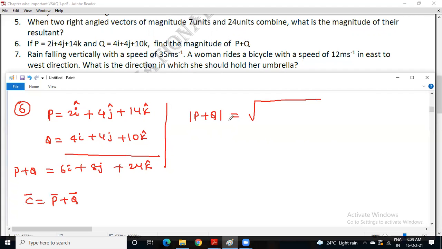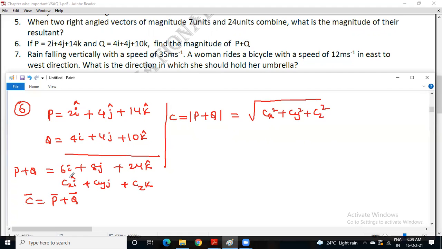So how to find out its magnitude means you have to write Cx square, Cy square, Cz square. So you treat this as Cx i cap, this as Cy j cap, this as Cz k cap. So Cx square, Cy square, Cz square. So this is C, right?